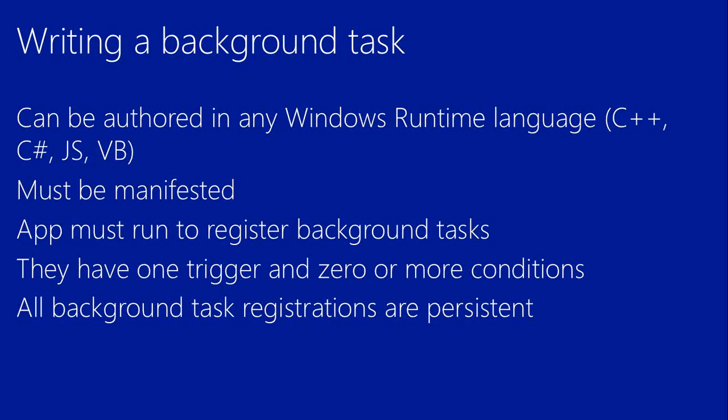The app must run to register a background task. Apps can have exactly one trigger, as we've seen with the triggers, and 0 or more conditions. These conditions are nothing but the conditions you require for execution, like the user should be away or internet should be available, etc. If you have one or more conditions, all these conditions need to be fulfilled for the background task to execute.